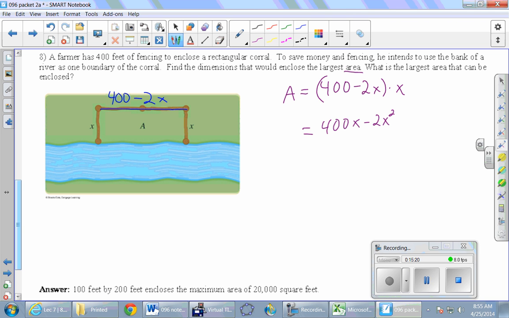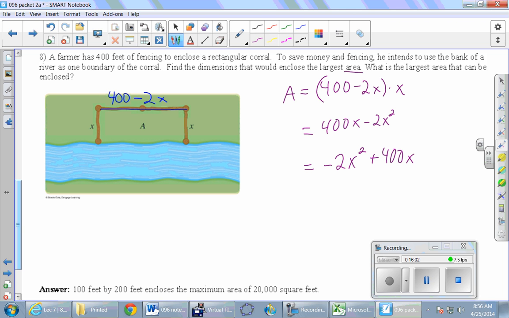And as soon as I see a squared, I say, oh, this is a quadratic thing. And normally my quadratic term, the x squared term, is the first term. So if I want to move that to the front, what am I writing first? Negative 2x squared and then plus 400x. Just to write it in standard form where the highest power is the first thing. Okay, so we've got our equation. That's the formula for the area depending on what the value of x is.